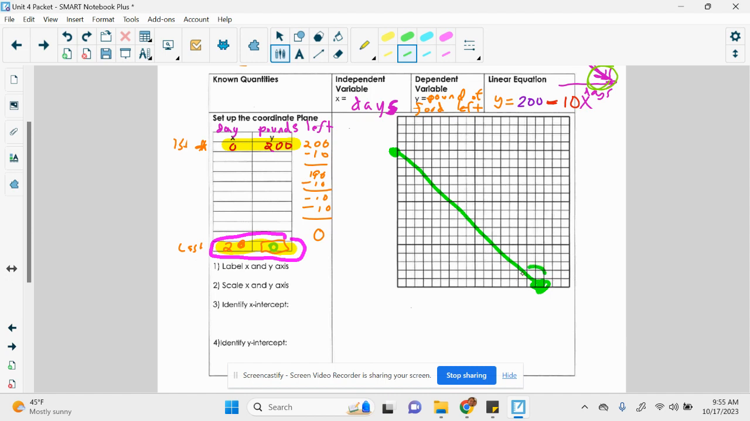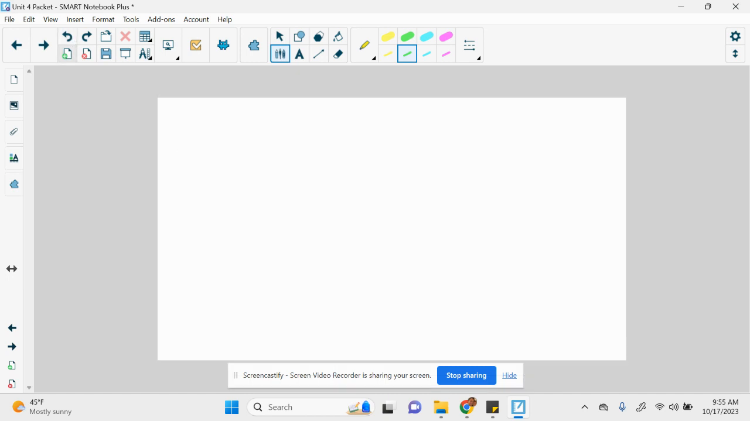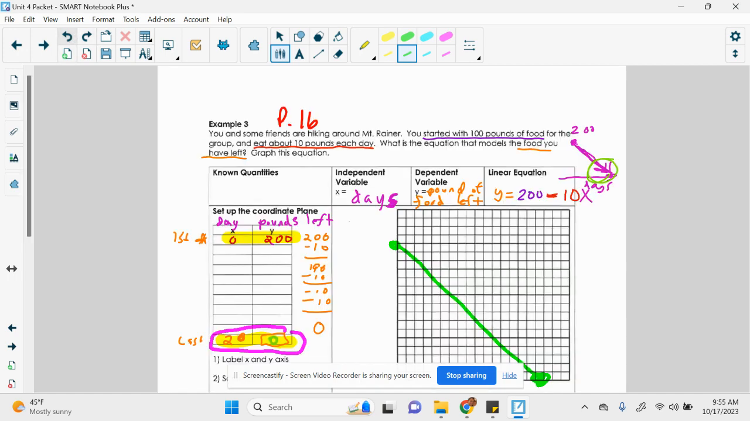Anytime your line goes down, we want to know where it touches here. So that's why we needed to know when we got to 0 pounds of food. So here we go. Ready?